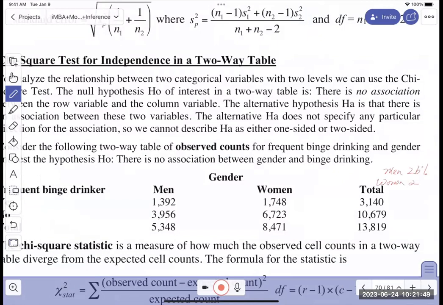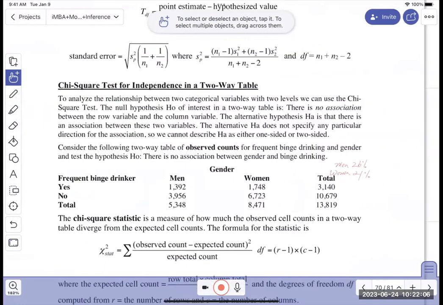So this is where I want to go. Is it 21? Yeah, it's 21. So if you have a test that's significantly different result.